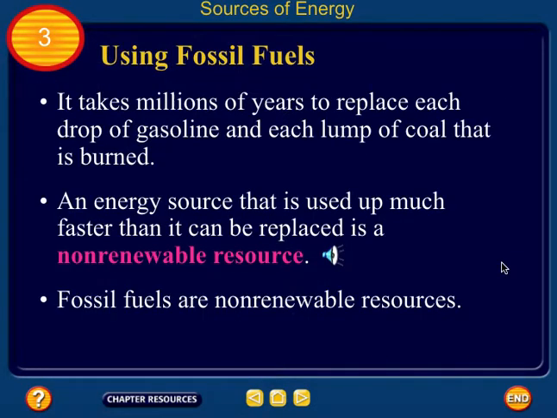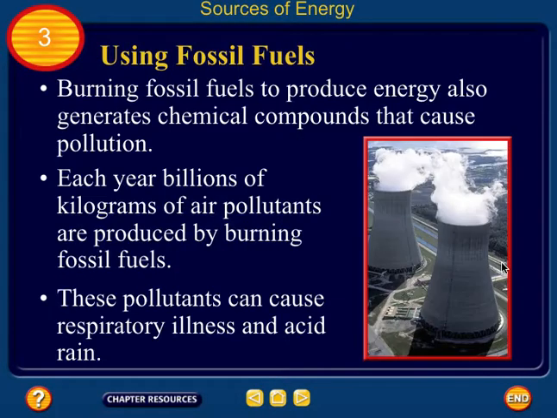Using fossil fuels. It takes millions of years to replace each drop of gasoline and each lump of coal that's burned, but we're factoring in that God has already created these things, and now we're developing different ways to sustain this, because obviously if it's a non-renewable resource, we can't continue to use it up at the rate that we're using it. The energy used when you ride in a car, turn on a light, or use an electrical appliance usually comes from burning fossil fuels. However, it takes millions of years to replace each drop of gasoline and each lump of coal that is burned. This means that the supply of oil on Earth will continue to decrease as oil is used. An energy source that is used up much faster than it can be replaced is called a non-renewable resource. Fossil fuels are non-renewable resources.